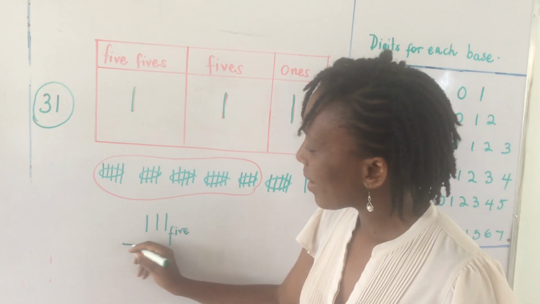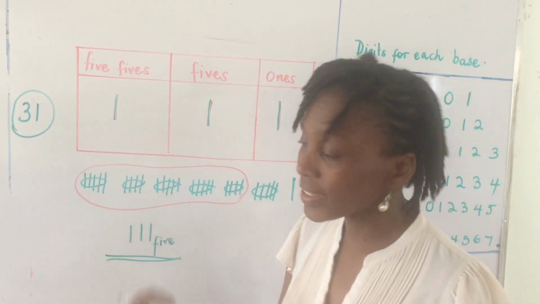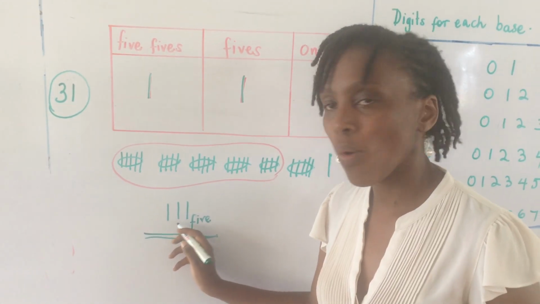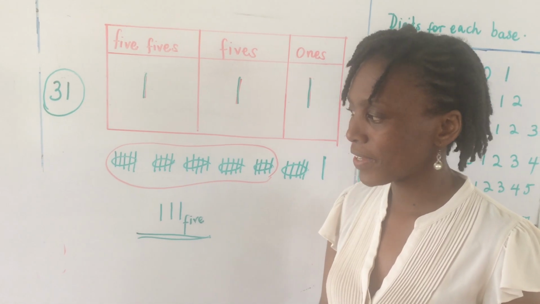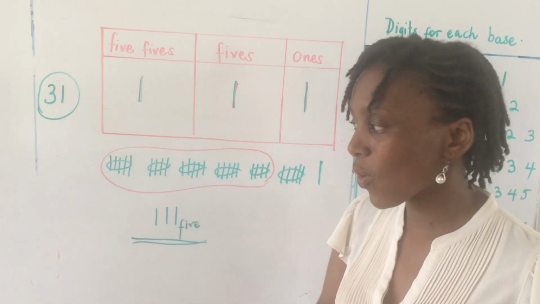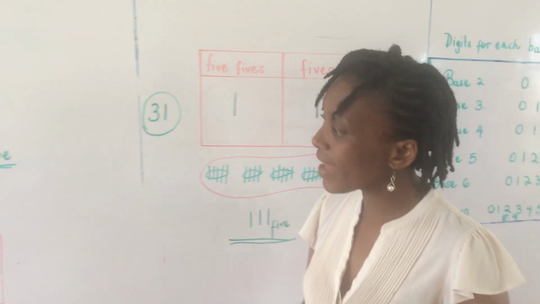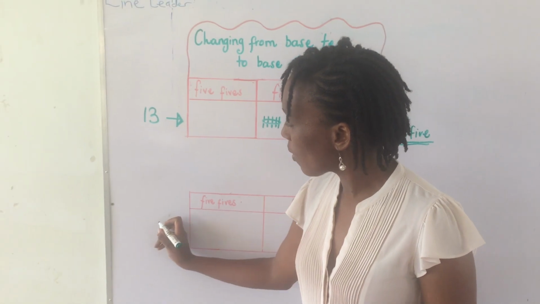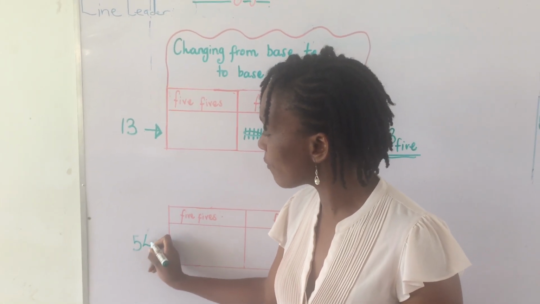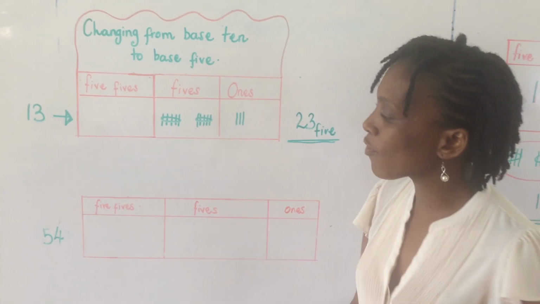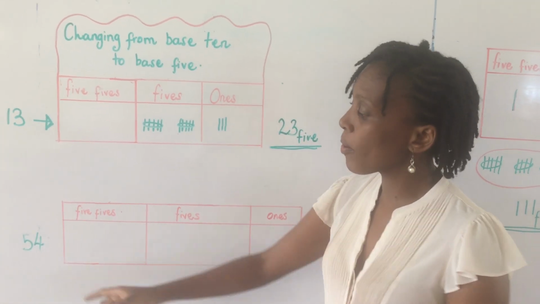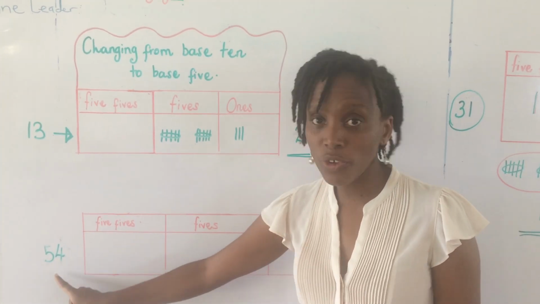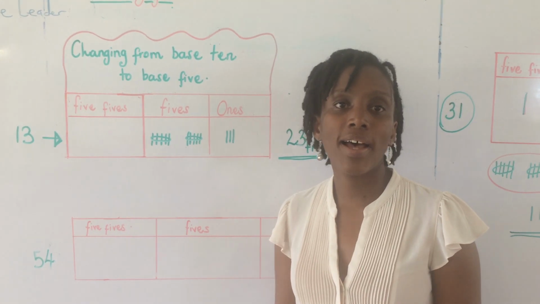So 31 base 10, when it goes through our function machine, winds up with 111 base 5. So let's have a go at doing another problem. So what if you had 54? 54 is in base 10. 54 really means there's 5 tens and 4 ones. But can you regroup this as 5s?